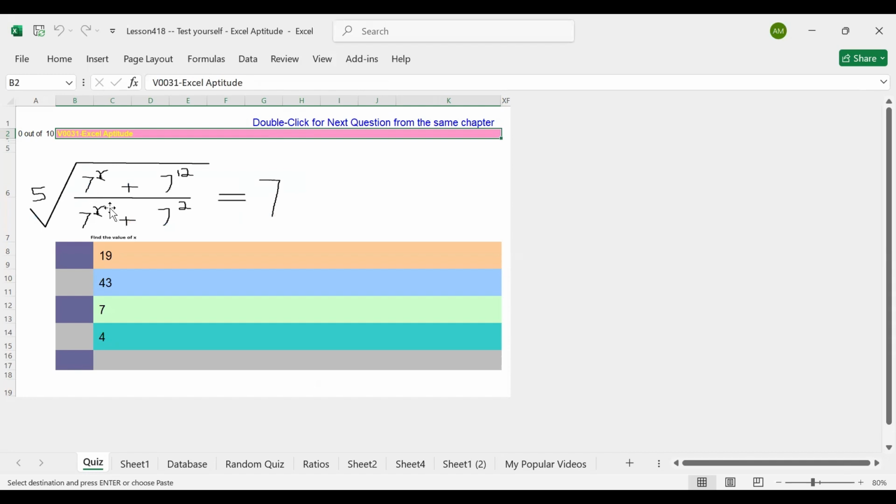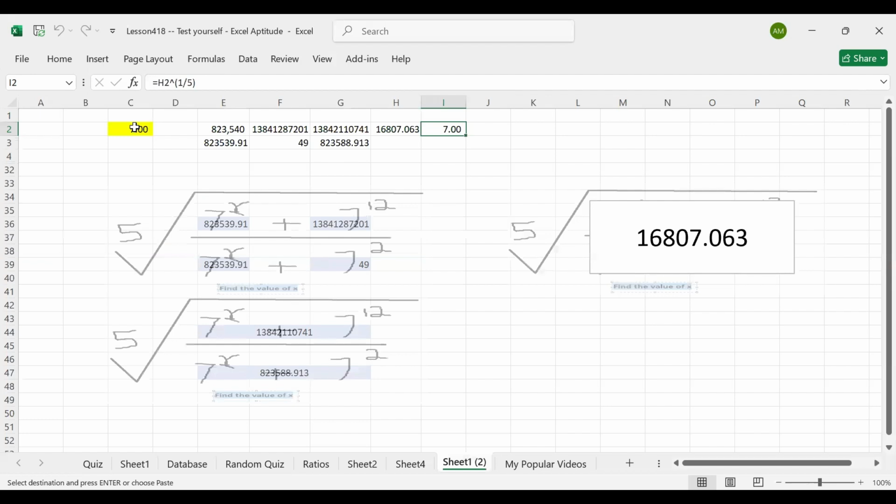So this is your question, and you have to attempt the answer. What is the value of x? If you put a wrong answer, you will get a big no, because this is not true. The right answer which we calculated was 7. The value of x is 7, right? If you go and see, the value of x was determined as 7. So 7 is the right answer.